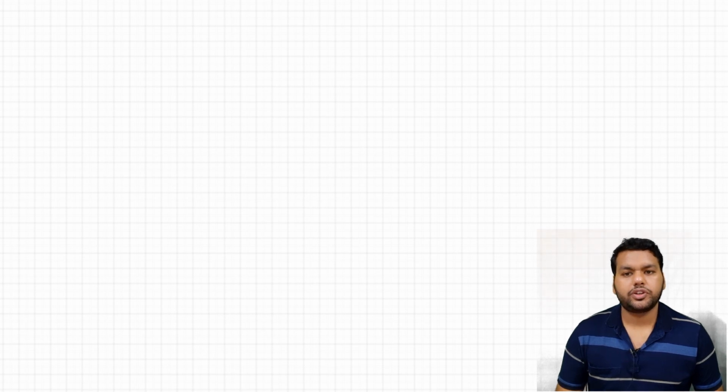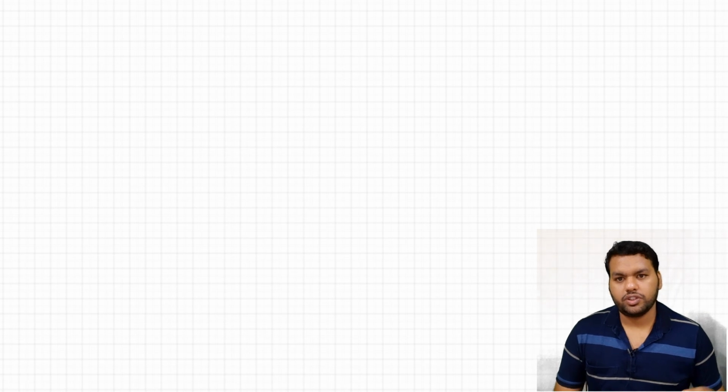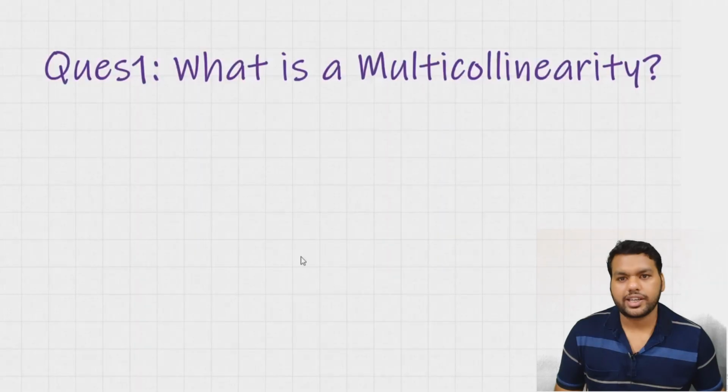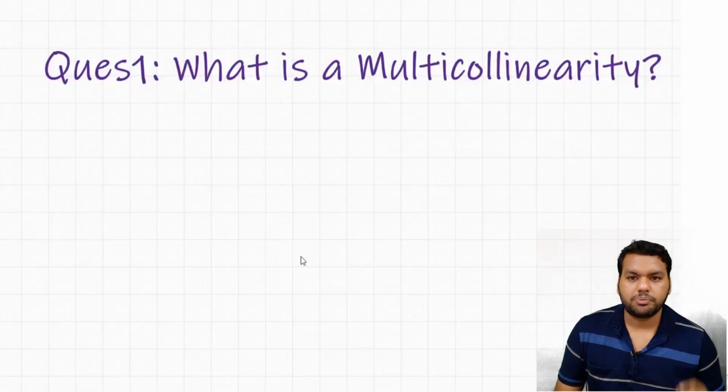And in the last video, we talked about one question: what are the assumptions of linear regression? In that, we discussed that there is no multicollinearity in the data set. So the first question of this video is, what is multicollinearity?